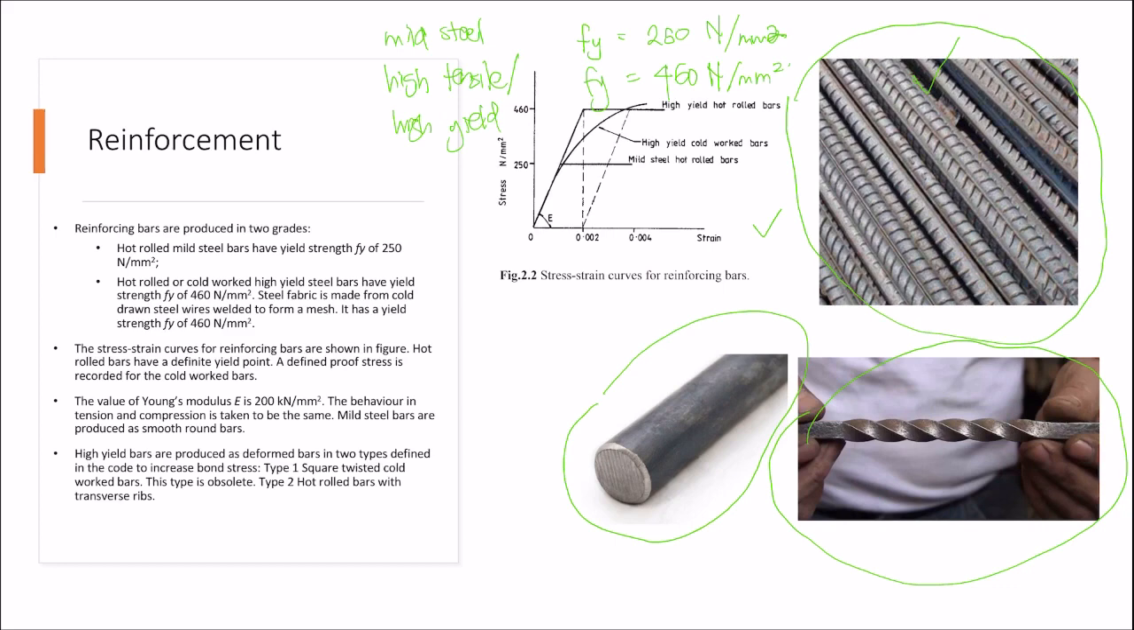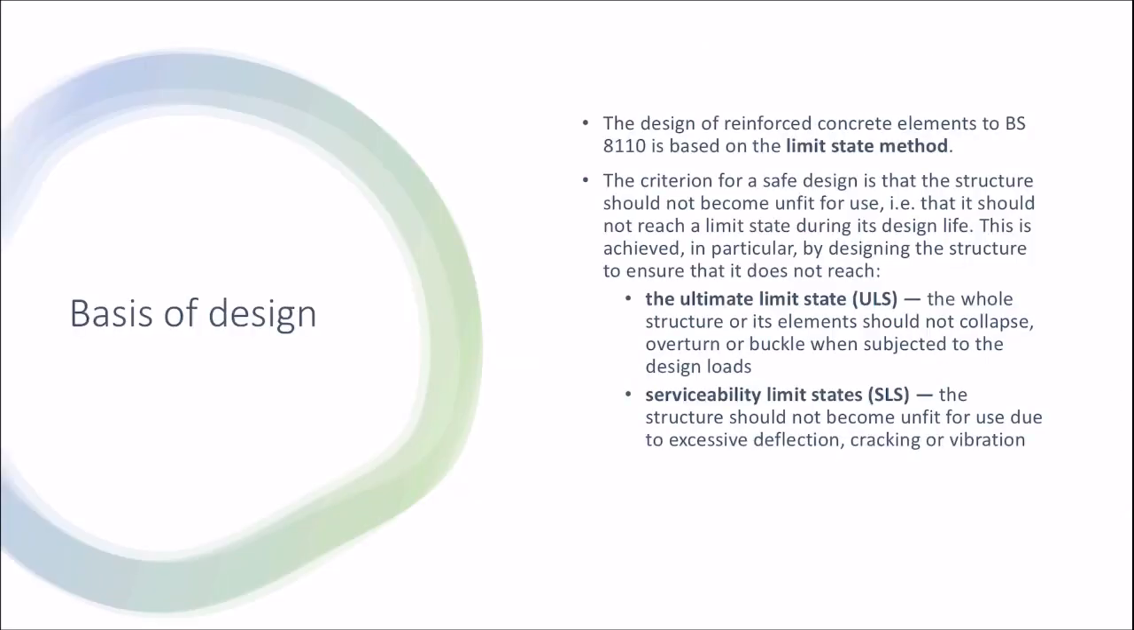Mild steel bars are produced as smooth round bars like this one. High tensile steel bars are produced as deformed bars in two types defined in the code to increase bond stress. The first type is square twisted cold work bar. This type is obsolete, and the other one is hot roll bars with transverse ribs. So this one is obsolete, and this is type 2 and this is type 1. We don't use it anymore.